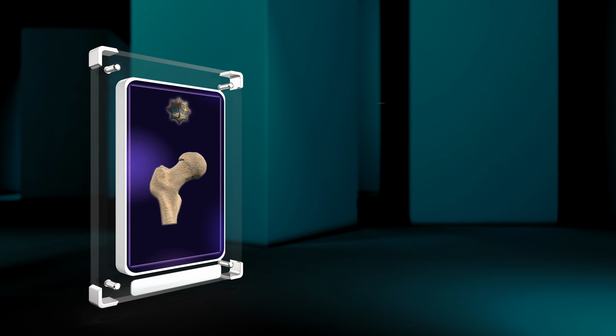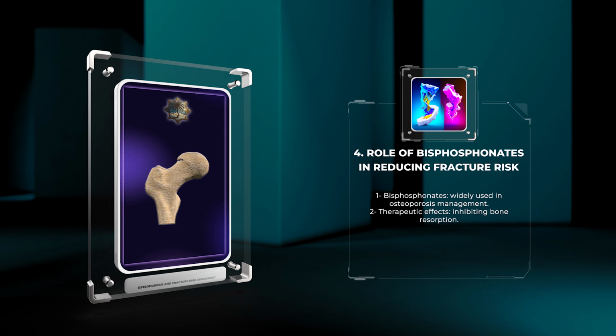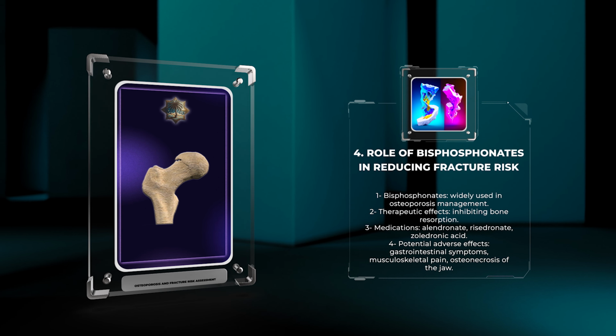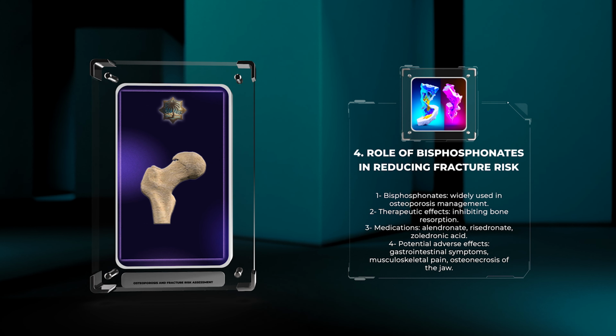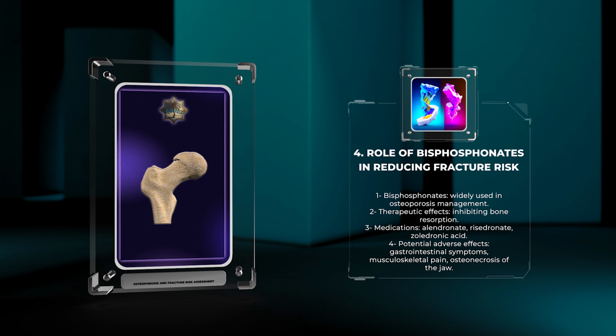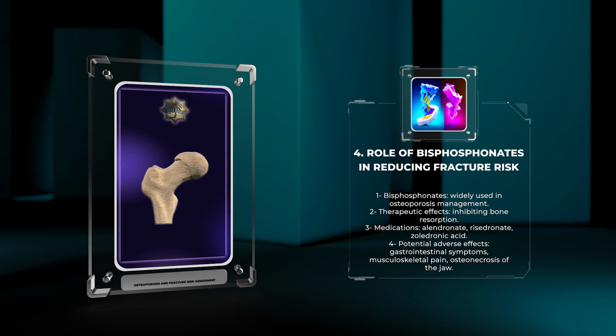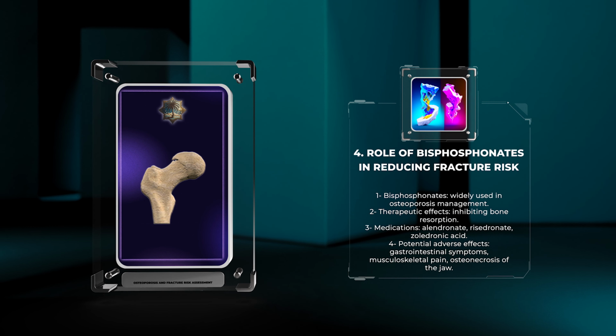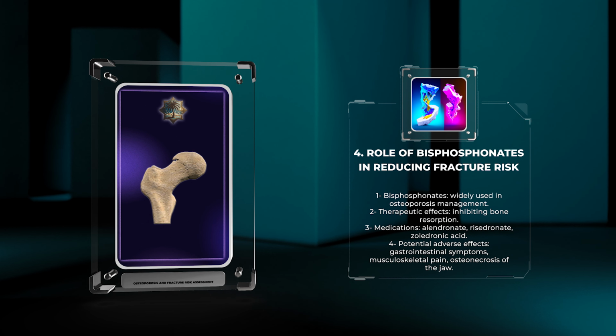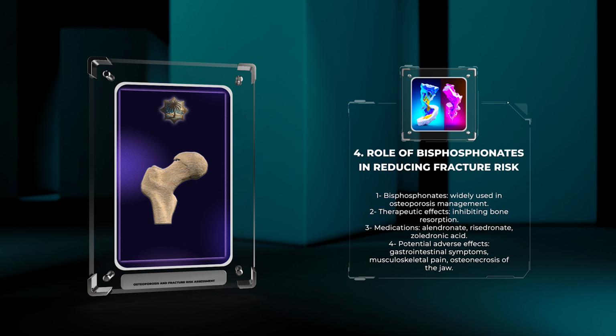Bisphosphonates, a class of drugs widely used in the management of osteoporosis, exert their therapeutic effects by inhibiting bone resorption. These medications, including alendronate, risedronate, and zoledronic acid, reduce fracture risk by increasing bone mineral density, improving bone microarchitecture, and decreasing bone turnover. Bisphosphonates are commonly prescribed as first-line treatment options, particularly in postmenopausal women with osteoporosis.